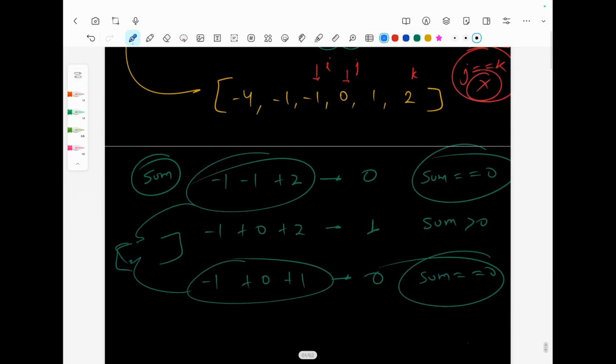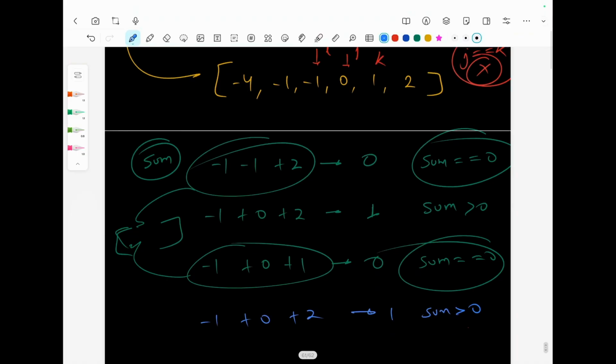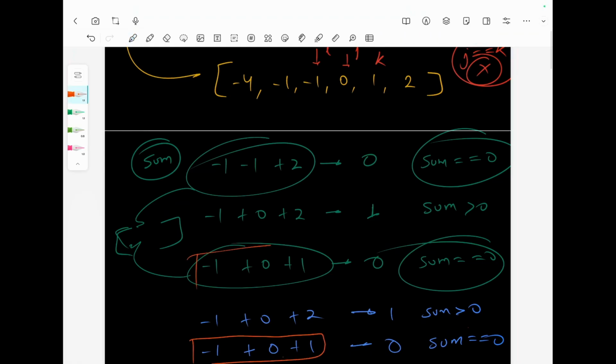Okay, so if you take a sum, -1 plus 0 plus 2, it will be 1, so sum is greater than 0, so we have to move our k. -1 plus 0 plus 1, it is 0, our sum is equal to 0. But if you look at it, here we have -1 0 1, but we already got -1 0 1, so that means it is creating a duplicate and we have to avoid the duplicate.